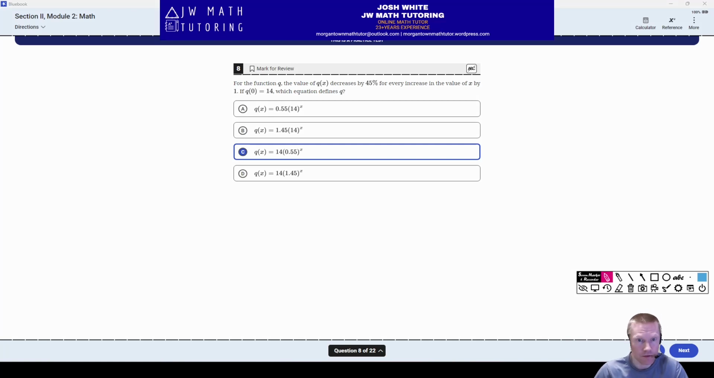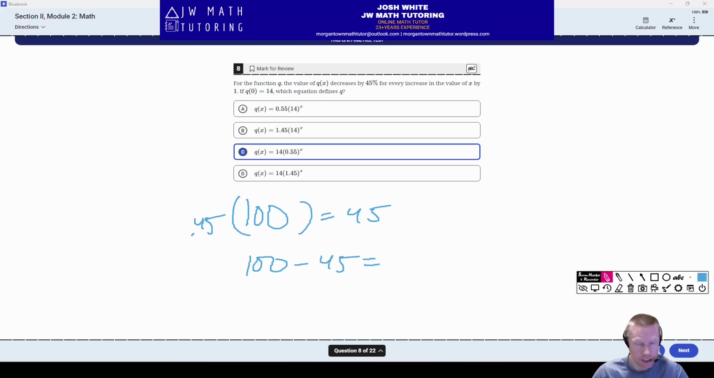Now, just to briefly review how we know it's 0.55 as the base here, which corresponds to a 45% decrease. Think about if you start with 100, okay? And so you take 45% of that, 0.45 times 100, okay? And that's just the number 45. If you take that and you decrease your starting value of 100 by it, you're left with 55.